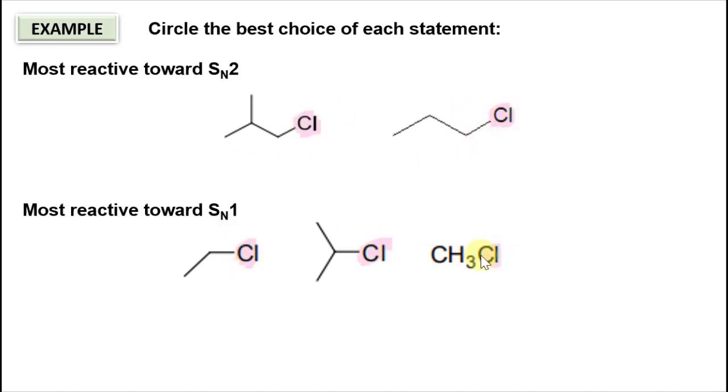Halogen, halogen, halogen. Since this is the carbon bearing the halogen, it has only one alkyl group attached to it. Same goes for here. This is the carbon bearing the halogen group, and it only has one alkyl group attached to it. So these two compounds are primary haloalkanes, or primary alkyl halides.